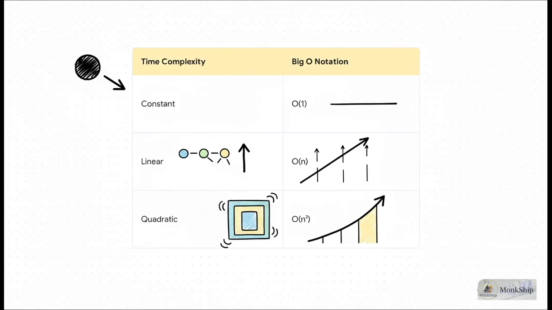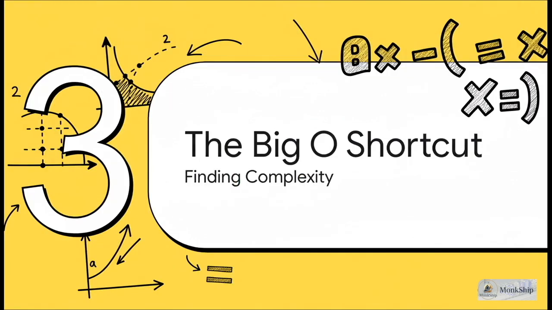So, constant time, that becomes O(1). Linear time, that's O(n). And that scary quadratic time, we call that O(n squared). See how clean and simple that is? It's a universal language. Now let's be realistic. You're not going to run experiments and plot graphs for every function you write. That would be insane. The great news is you don't have to. There's a shortcut to figure out the Big O just by looking at the math behind it all.